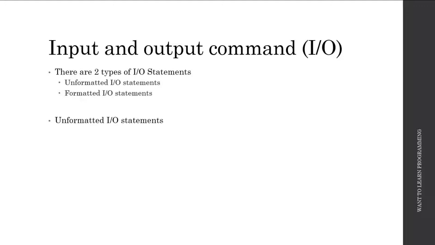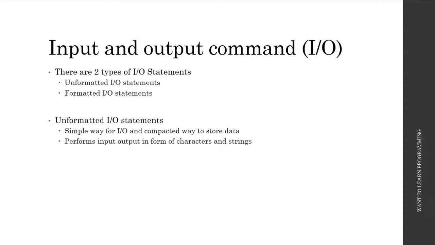Unformatted input output statements are a simple way of input output, and a compact way of storing data. They perform input-output in the form of characters and strings. Some examples of unformatted IO statements are getchar, putchar, gets, and puts.